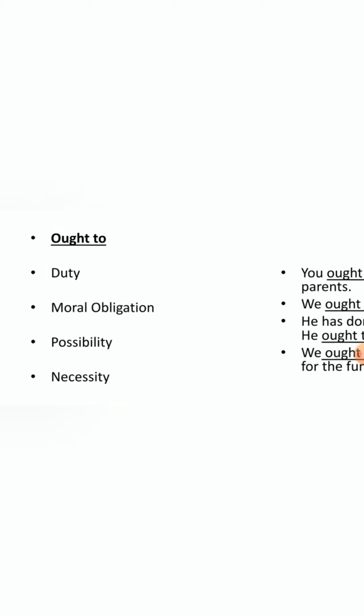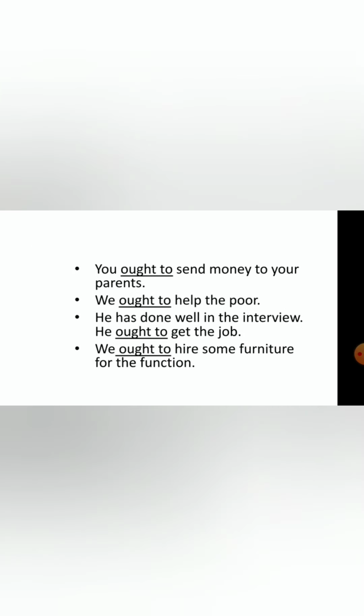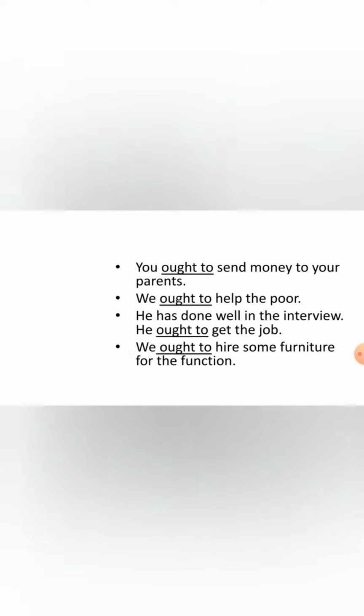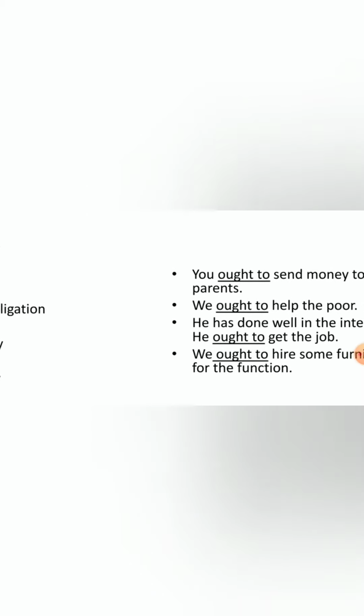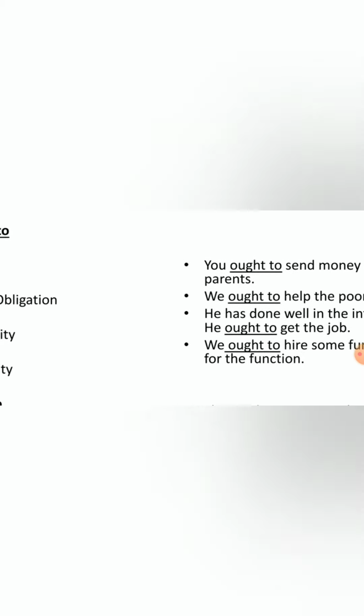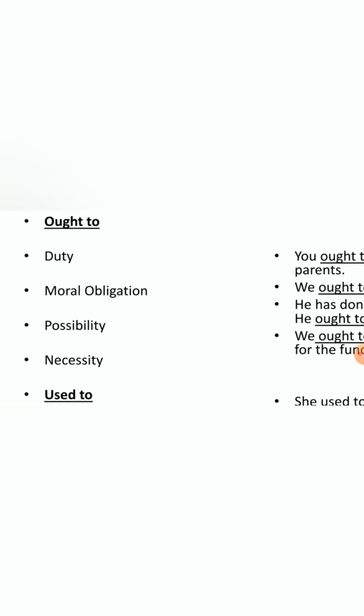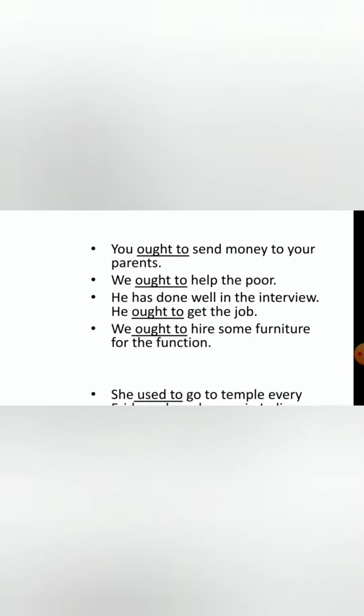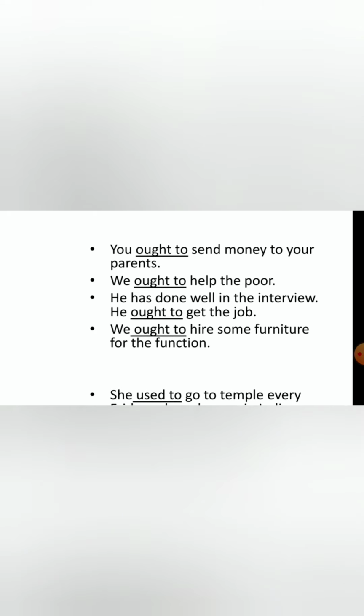First one is duty. You ought to send money to your parents. It is our duty to send. In that case, we must use a modal verb, a semi-modal. Ought to. Ought to means what? It is similar to should. Then moral obligation. Moral obligation means what? Moral duty. We ought to help the poor. The duty to help the poor. We should help the poor. It is similar to should.